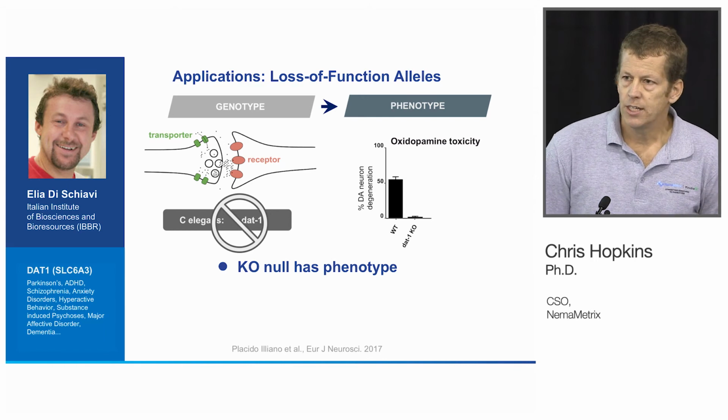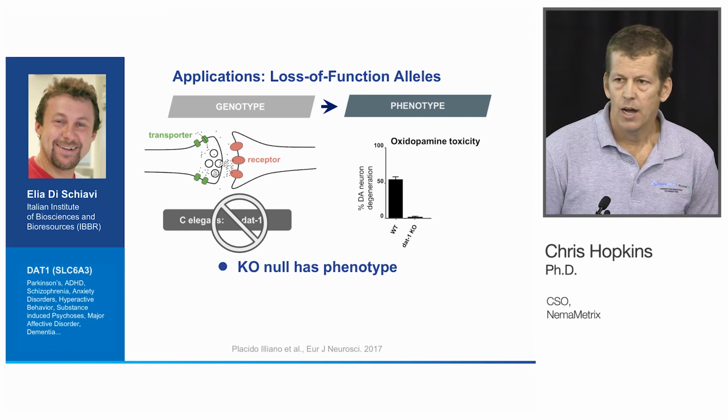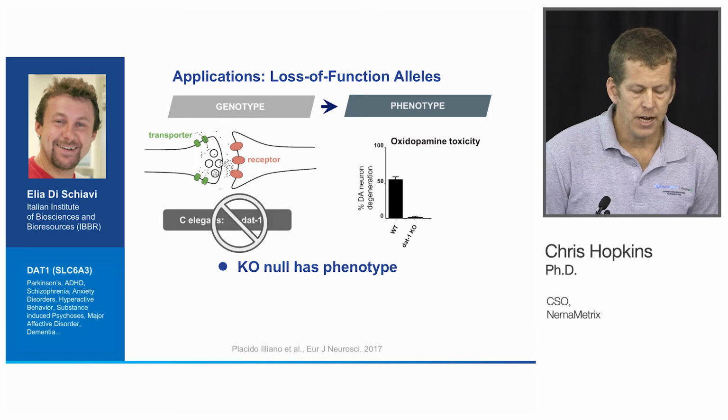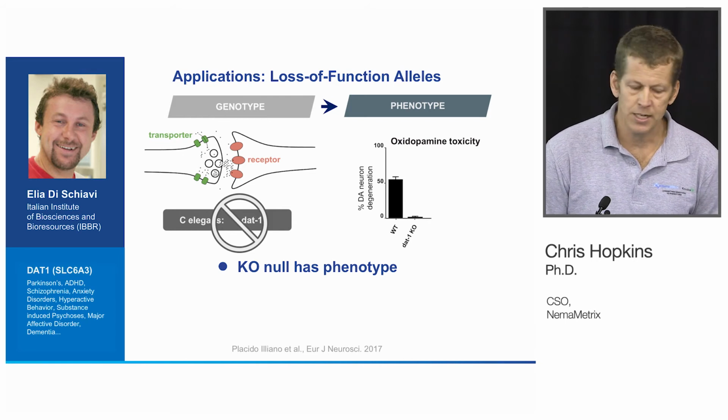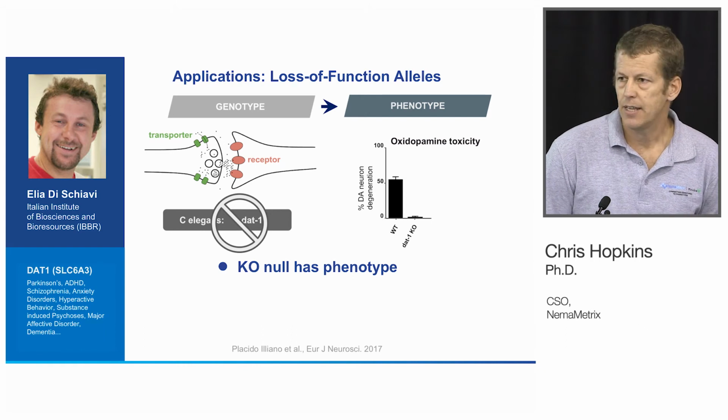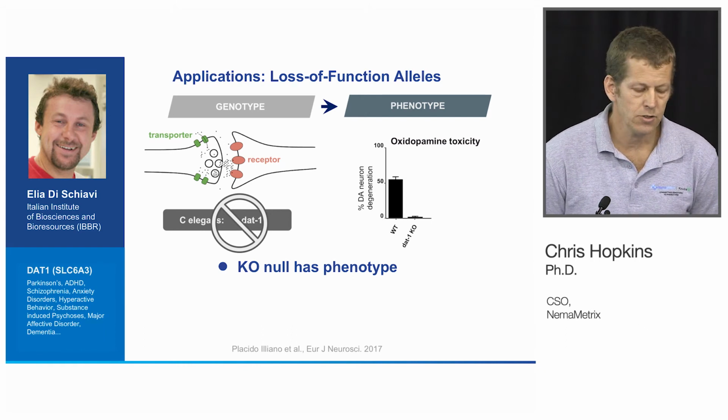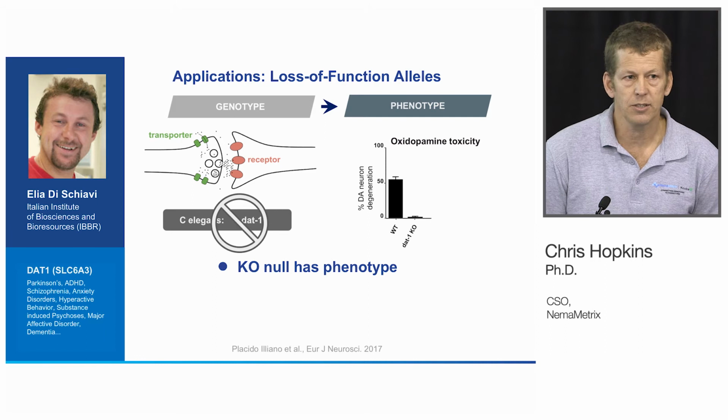The DAT1 gene acts presynaptically. When a nervous impulse comes down, the synaptic vesicles fuse and release dopamine into the synaptic cleft, and that dopamine then acts on the downstream receptors and transmits the signal downstream.